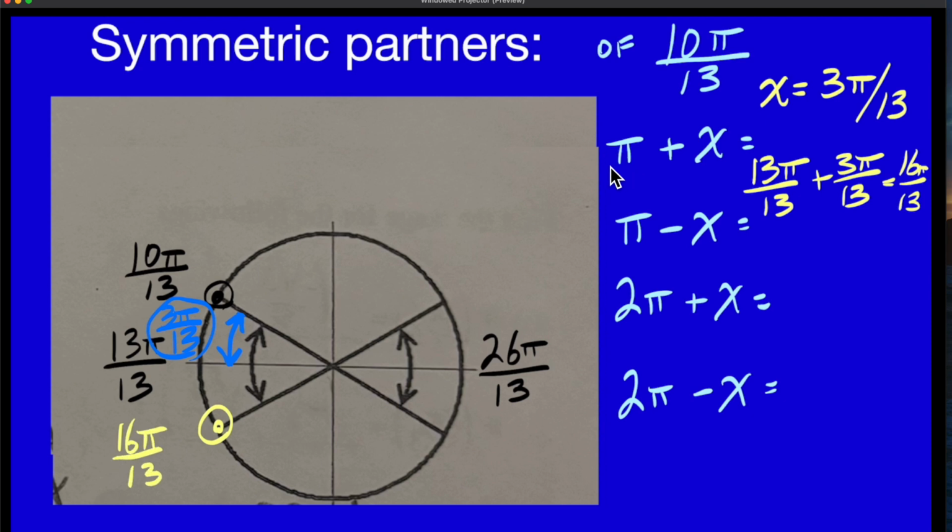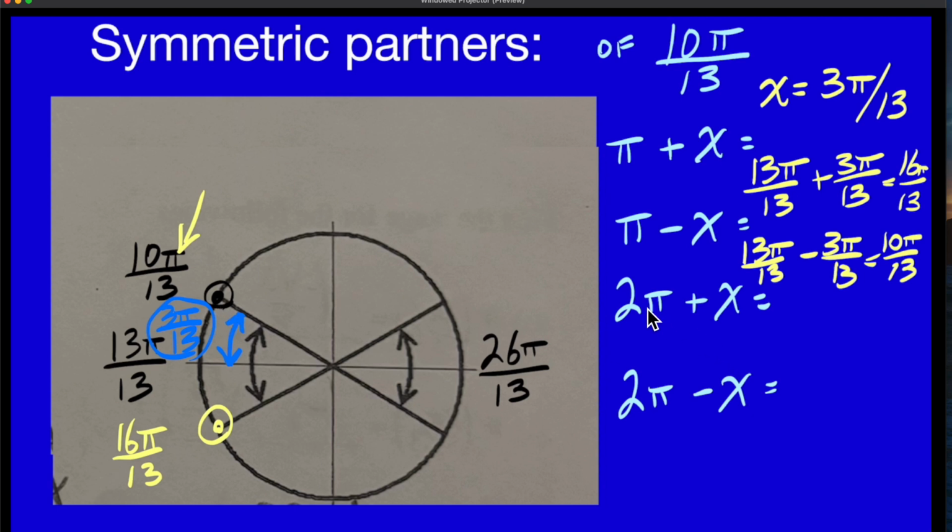Next, we're going to do pi minus x. We're going to do 13 pi over 13 minus 3 pi over 13, and we're going to get 10 pi over 13. Folks, that's our original value. So it's not technically a symmetric partner. That's what we're trying to find the symmetric partners of.